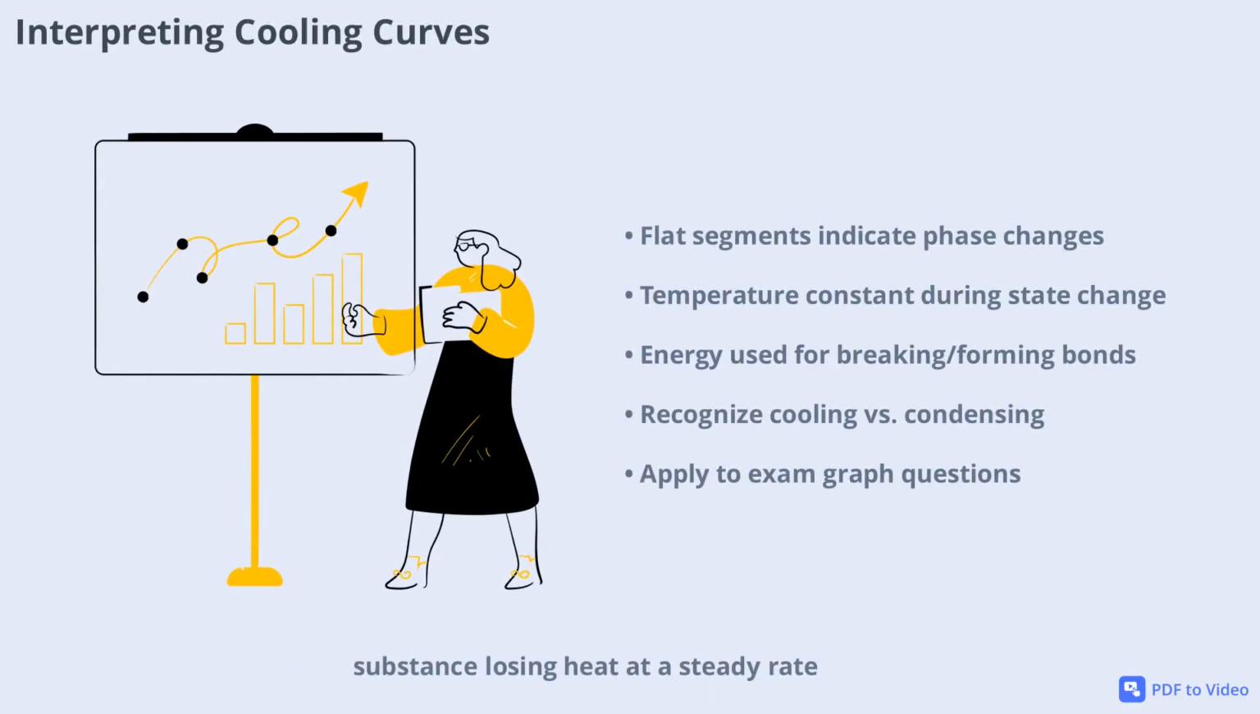Next, let's interpret a temperature time graph for a substance losing heat at a steady rate. The graph shows a segment labeled PQ. Understanding what this portion represents is crucial for recognizing phase changes and energy transfers. We'll discuss how a flat segment on such a graph typically indicates a phase change, where temperature remains constant as energy is used to change state rather than increase temperature. This will help you identify whether the substance is condensing, cooling, or solidifying based on the graph's features.